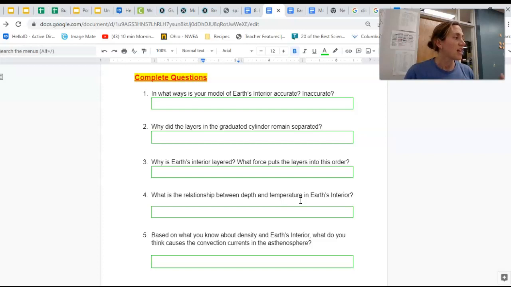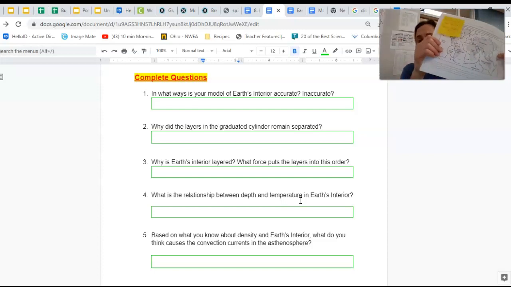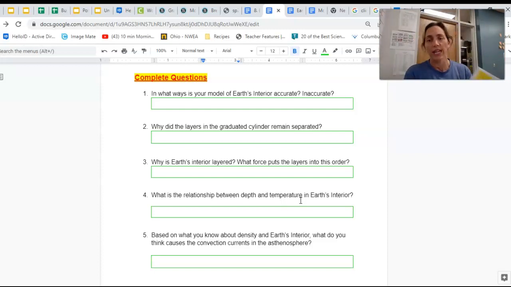Last but not least, if you are done with everything and you have some free time, I got a challenge for anybody and everybody who finishes early today. Go see the teacher, grab one of these, please complete it and then turn it in. It's a little reconnection, a revisit to some plate tectonic stuff, just to keep stuff fresh.